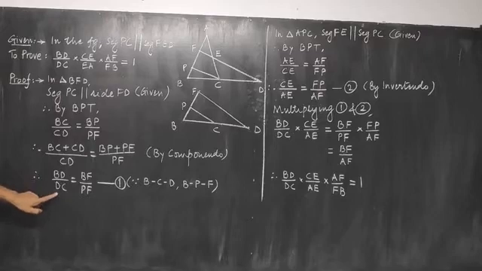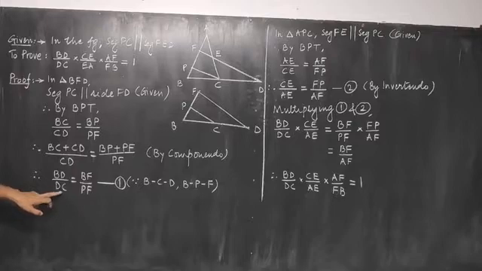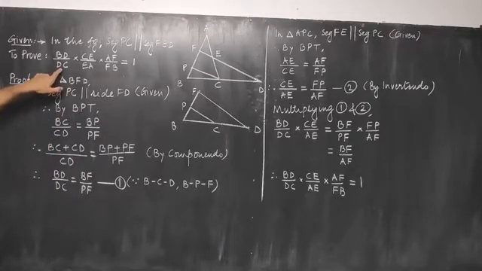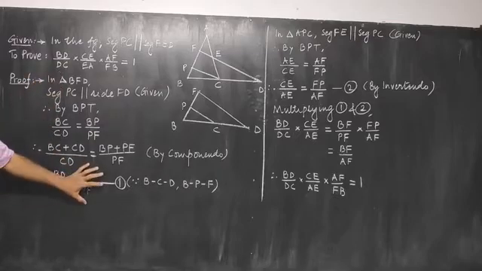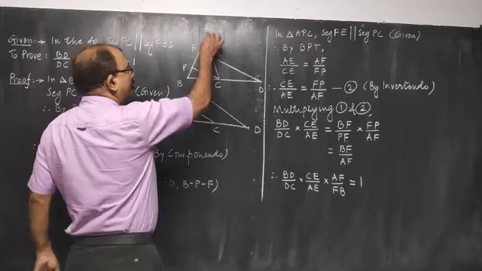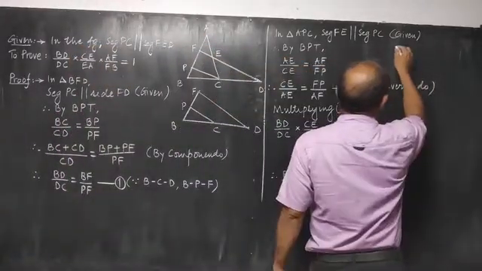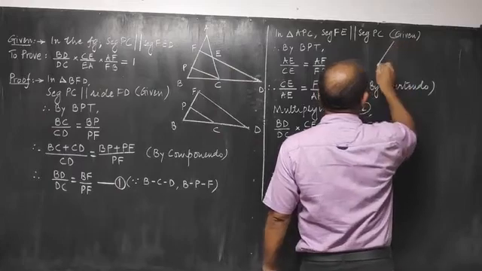CD can be written as DC. Why did I write so? Because it is so in the required result. So BC plus CD is written as BD, CD I have written as DC, and BD upon DC, this ratio which I needed in the required result, I have calculated and kept ready. Now I am shifting into another triangle, APC.